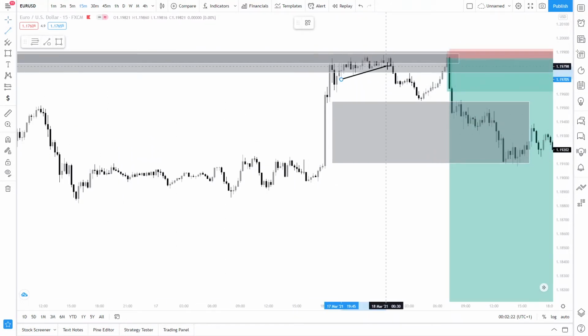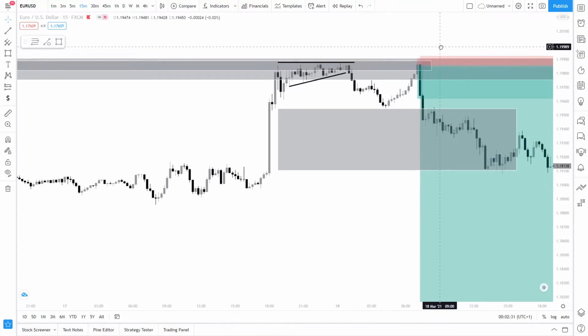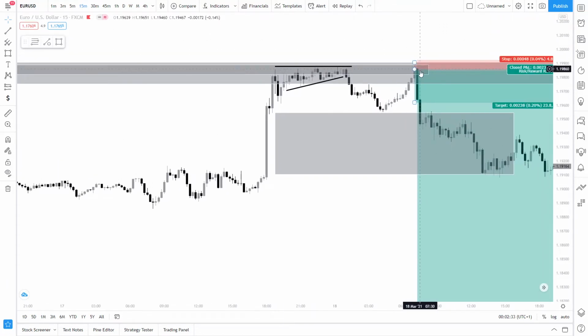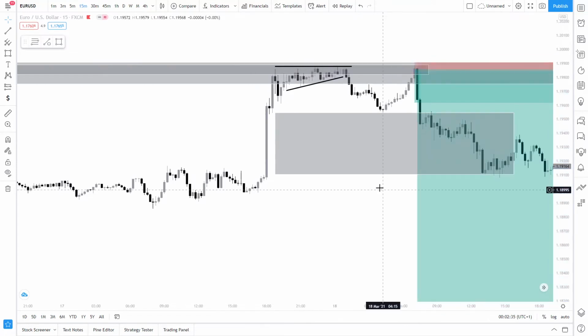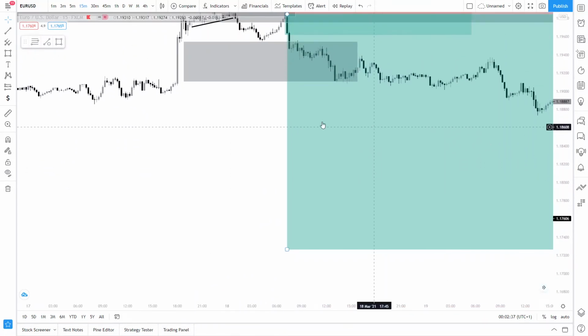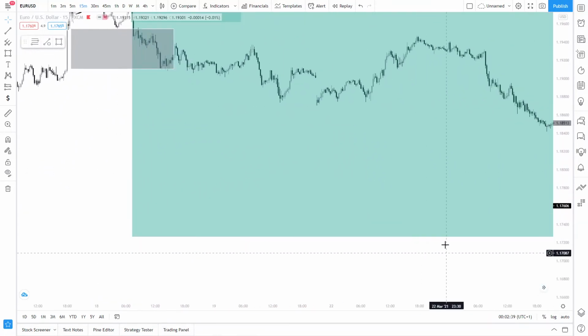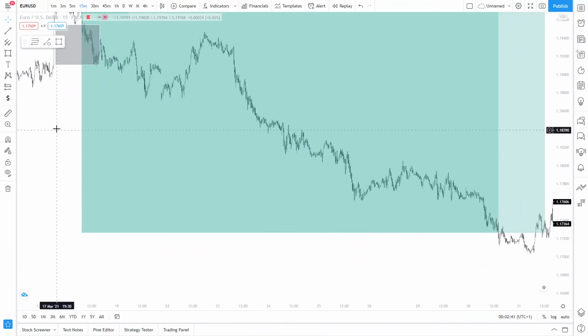price then came back up here, made liquidity on the lows, on the downside and the upside. It then grabbed liquidity to the downside, grabbed liquidity to the upside before tapping into our 15-minute point of interest and dropping all the way down here. As you can see here.